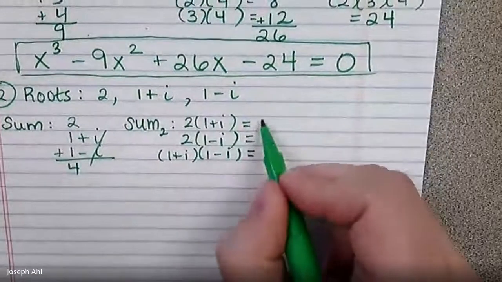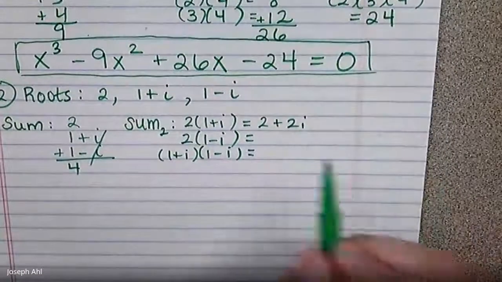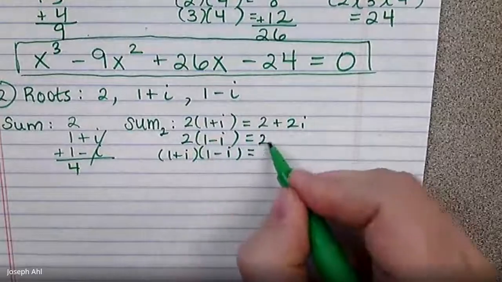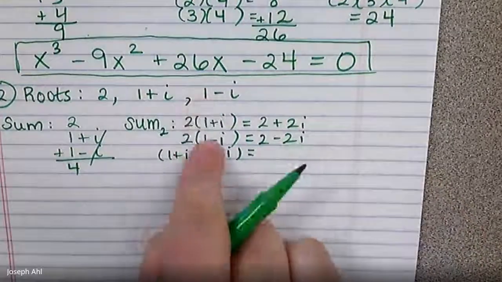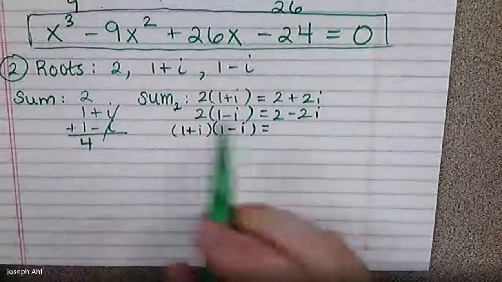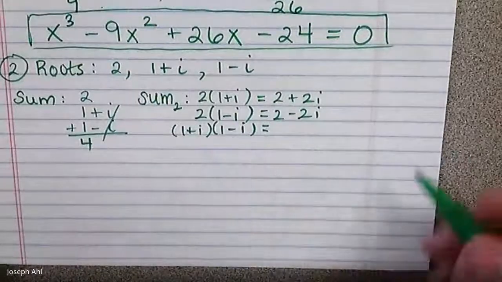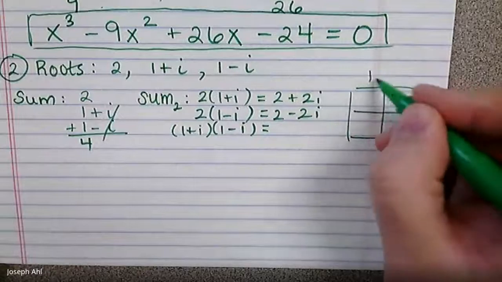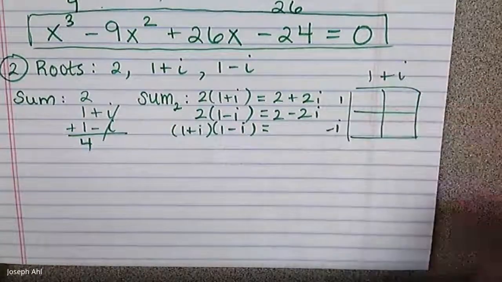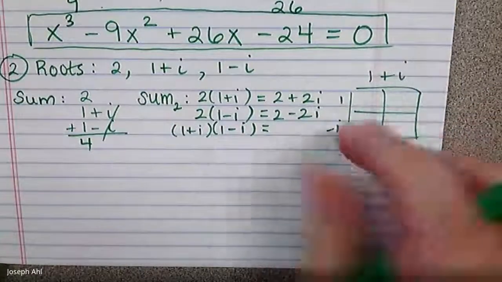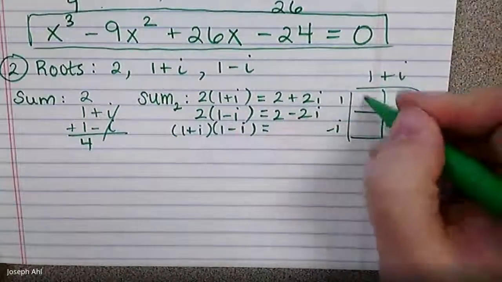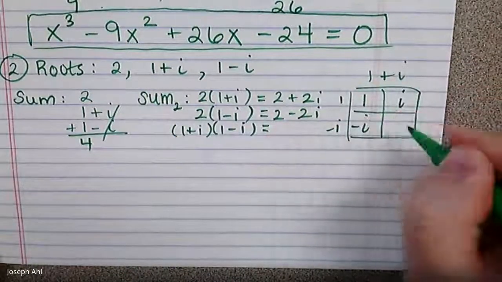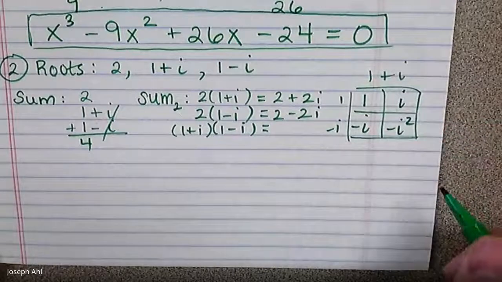2 times 1 plus i is 2 plus 2i. 2 times 1 minus i is 2 minus 2i. Those are pretty easy, right? We're just distributing. But 1 plus i times 1 minus i, you've got to be careful about that. Maybe I'll give a shout out to my box methoders of the world. 1 plus i, 1 minus i. Okay, conjugate pairs, nice things happen there. Terms will cancel, but you do have to be cautious about what I'm left with here, right?